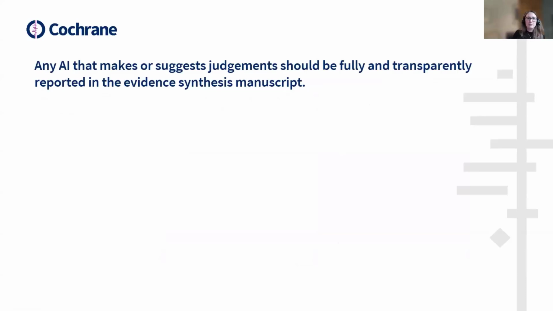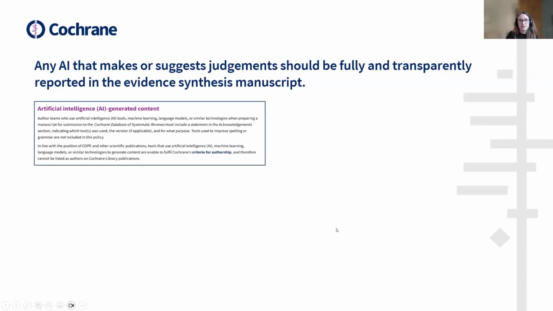And finally, any AI that makes or suggests judgments should be fully and transparently reported in the evidence synthesis manuscript or report. And what I mean by judgments is things like, is this study eligible for my review? Any appraisals, so that might be risk of bias assessments, the extraction of data about a study or its results, the synthesis of data, or even the drafting of text for different sections in your review, or summaries like abstracts and plain language summaries. And here we have a snapshot of the Cochrane editorial policy on AI generated content.